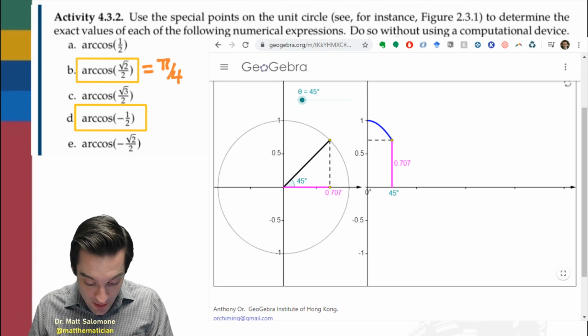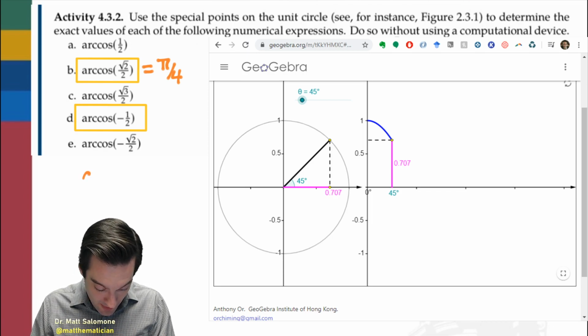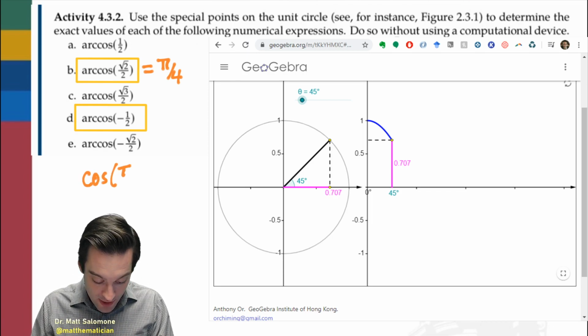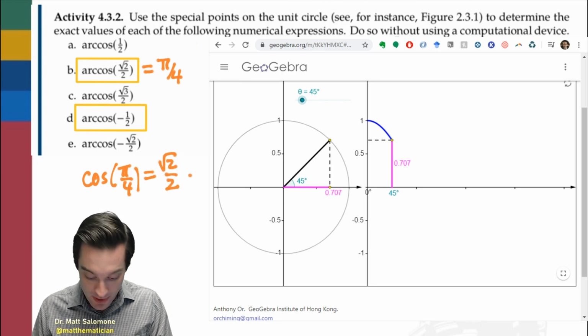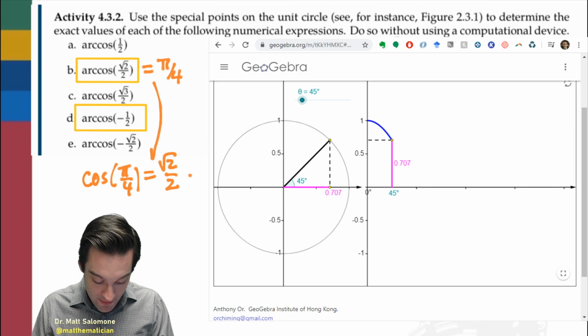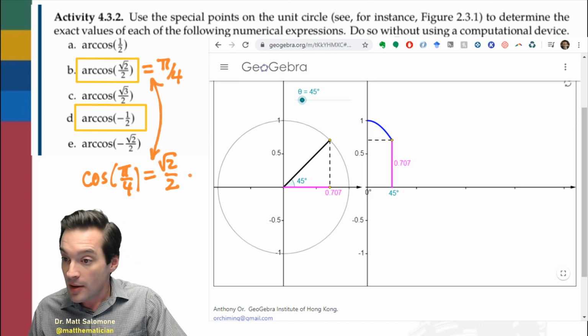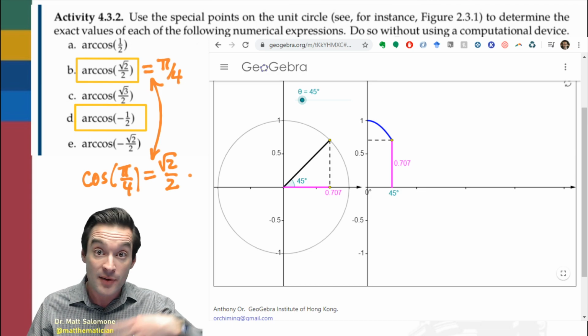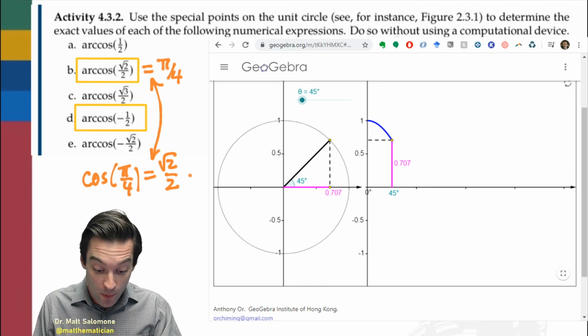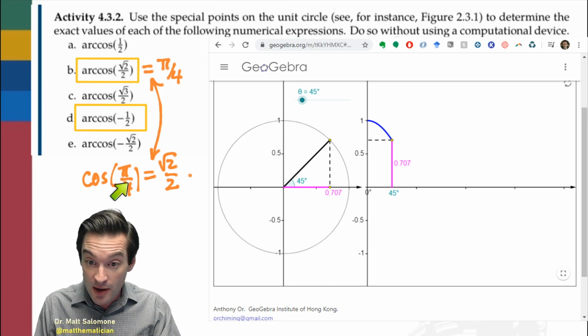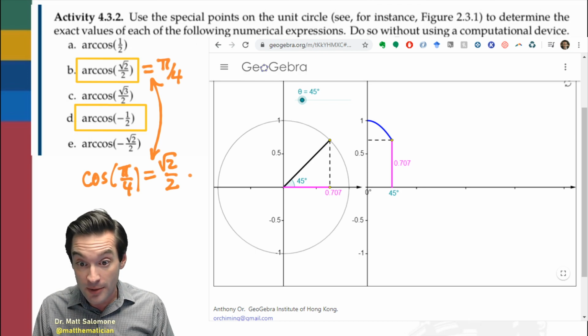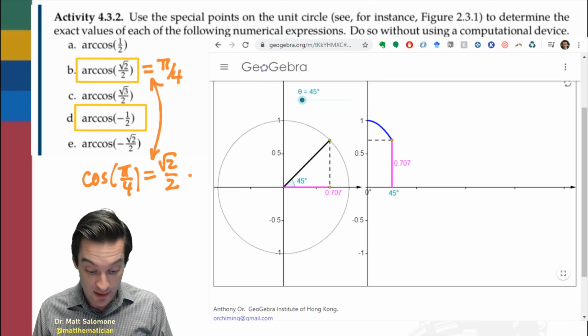Why? Because, again, just to really hammer home this point, the cosine of pi over 4 is the square root of 2 over 2. Right? So those two equations have equal truth value. And that's what we mean when we say that the arc cosine is the inverse function to the cosine. Whatever input we give to the cosine becomes the output that we get from the arc cosine, and vice versa. The output from the cosine is the input to the arc cosine. It just reverses the same relationship, reverses the roles of input and output.